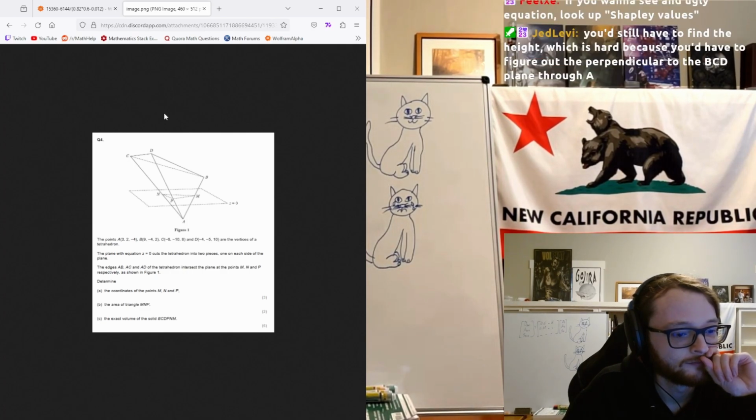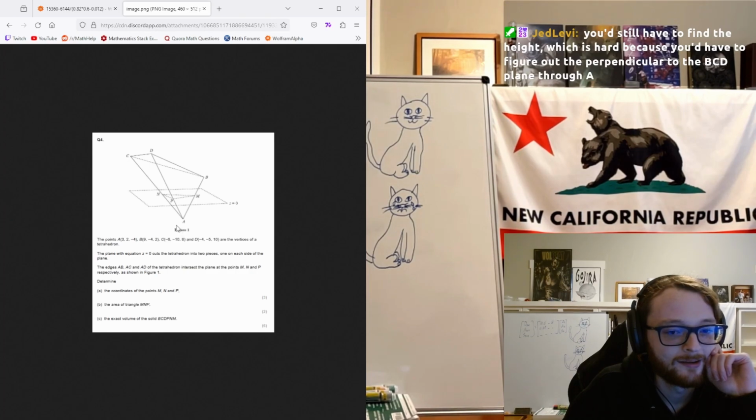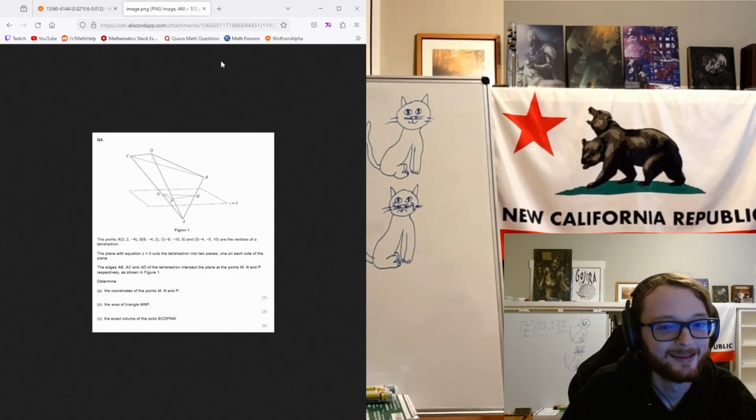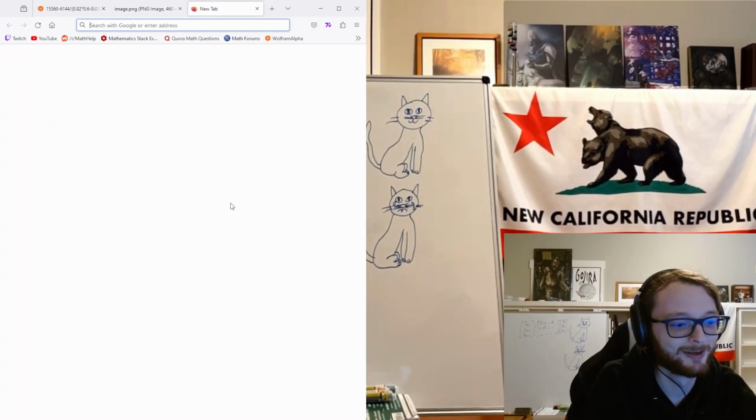Still find the height, which is hard because you have to figure out the perpendicular to the BCD plane through A. Yeah. I don't even know how that would work. I don't want to think that hard.